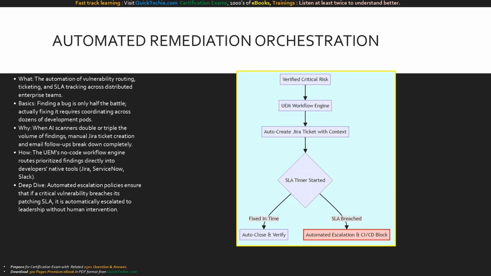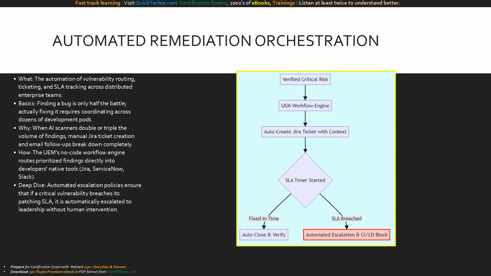Now we reach the execution phase, automated remediation orchestration. What is this? It's the complete automation of vulnerability routing, ticketing, and service level agreement, SLA, tracking. The basics remind us that finding a bug is only half the battle. Coordinating the fix across dozens of distributed development pods is where organizations fail. Why is orchestration mandatory now? Because when AI scanners double or triple your vulnerability volume, manual ticket creation and email chasing will break your security team.